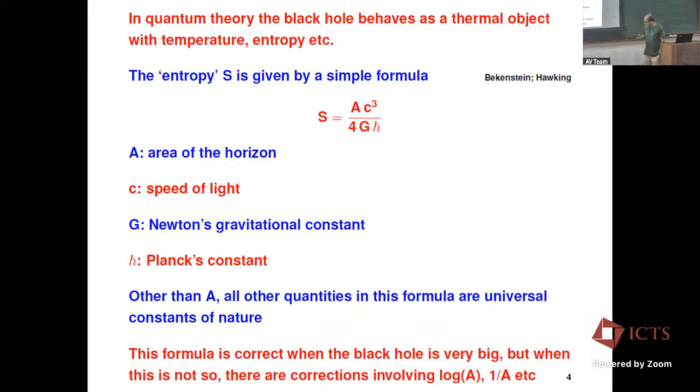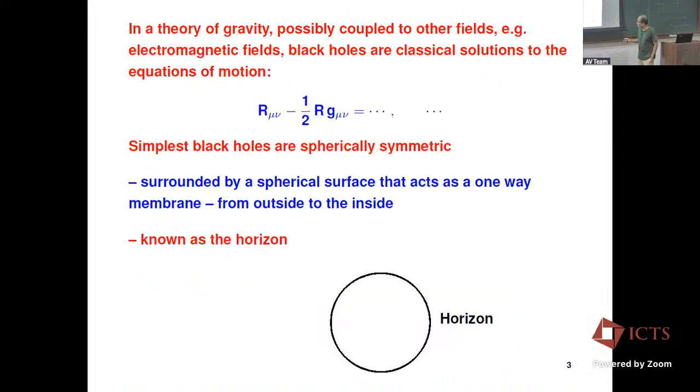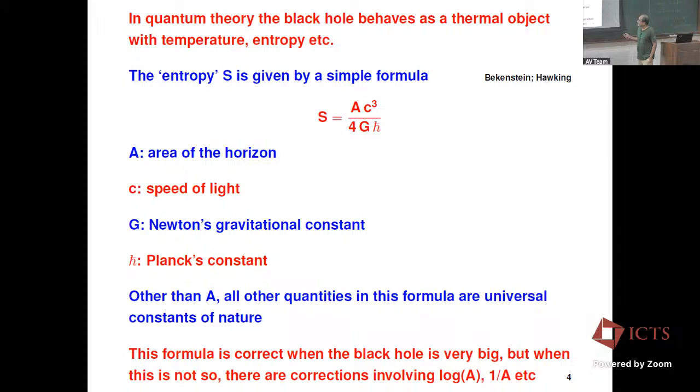Now, in quantum theory, the black hole behaves as a thermal object which carries temperature, entropy, etc. Think of a hot gas in a box. That's the kind of behavior the black hole has. And in particular, the entropy of the black hole is given by a very simple formula which is written here. So the only non-universal part of this is the area term. A is the area of the horizon that you saw here. And the rest are all universal constants.